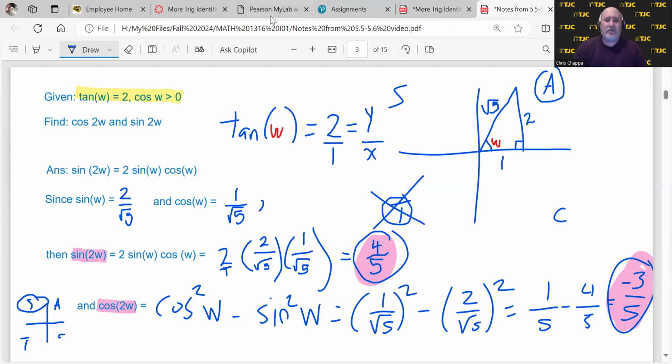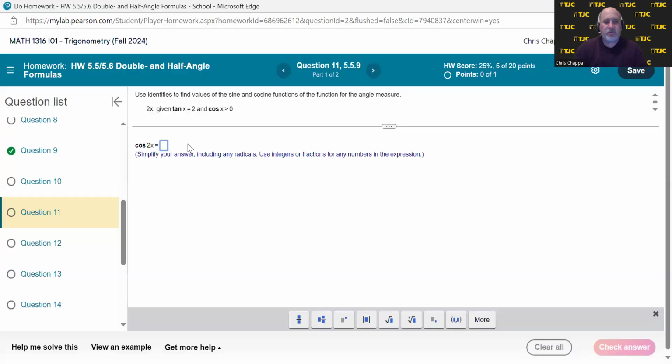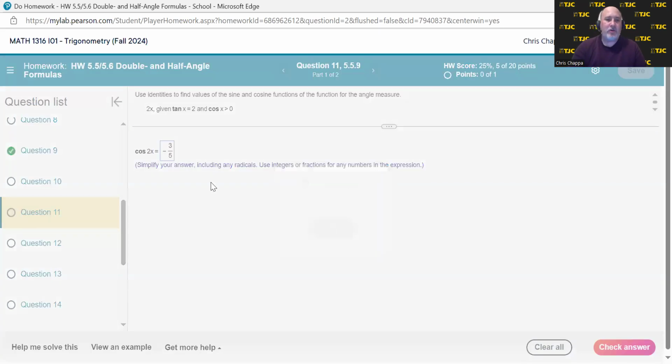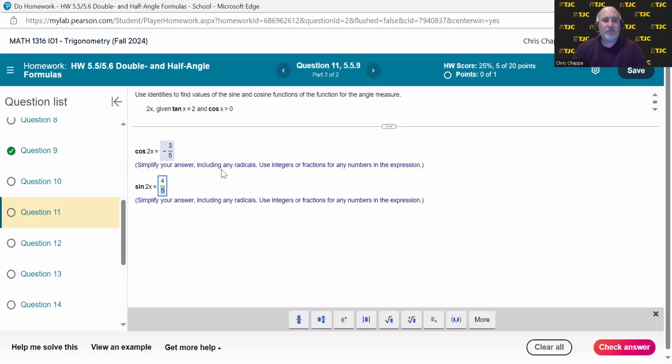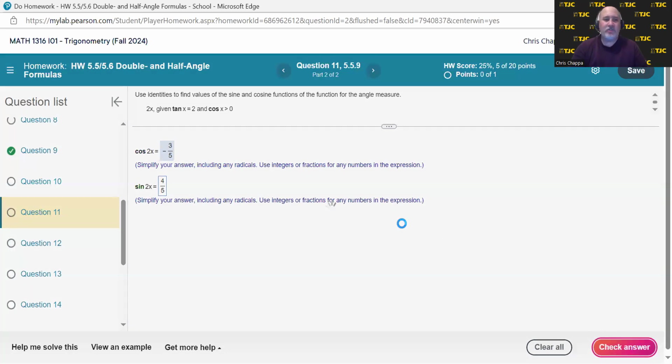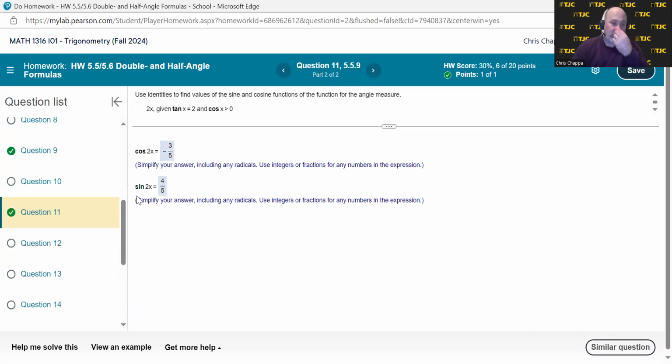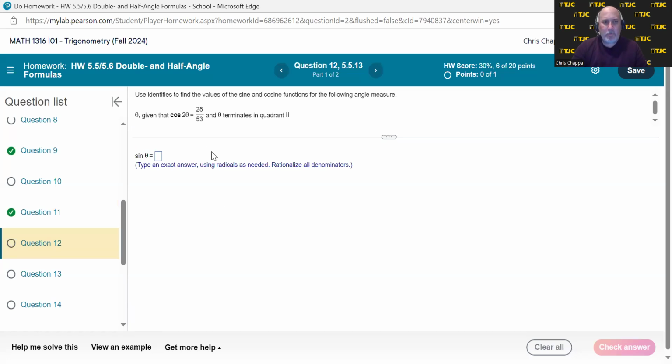All right, let's go back to the homework for a second. Put in these answers. Cosine was, now the second one we got, it was negative 3/5. And sine was positive 4/5. And by the way, if I wanted tangent of 2W, I could just put the value of sine over the value of cosine. Work smarter, not harder. 12, I believe, was the same idea.